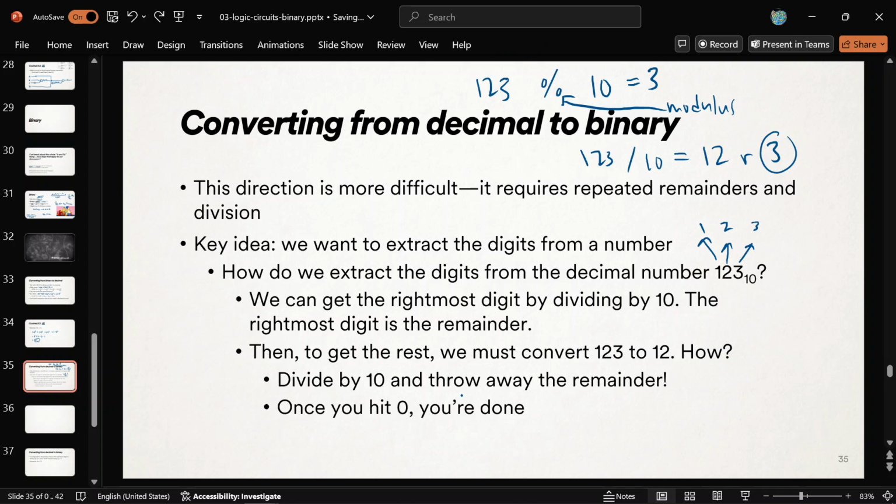Do you see how the other side of this coin, of this division, gives you the rest of that number? The quotient without the remainder. There's my 12. I just chopped off the 3. I chopped off the rightmost digit by throwing away the remainder after dividing by 10. Are there any questions about that process? So dividing by 10 is powerful, in decimal at least.